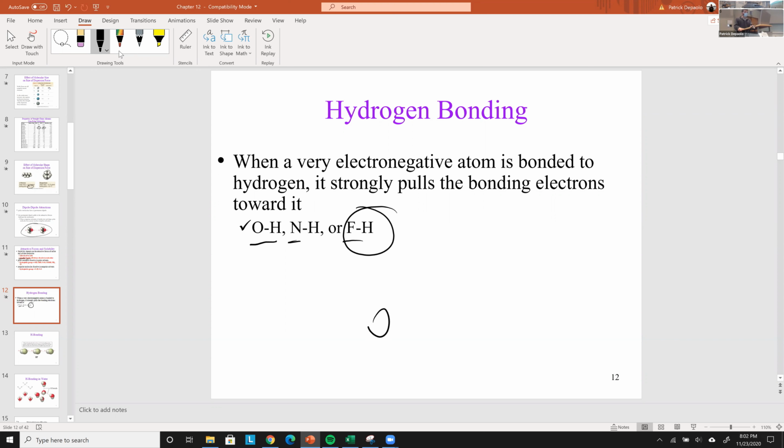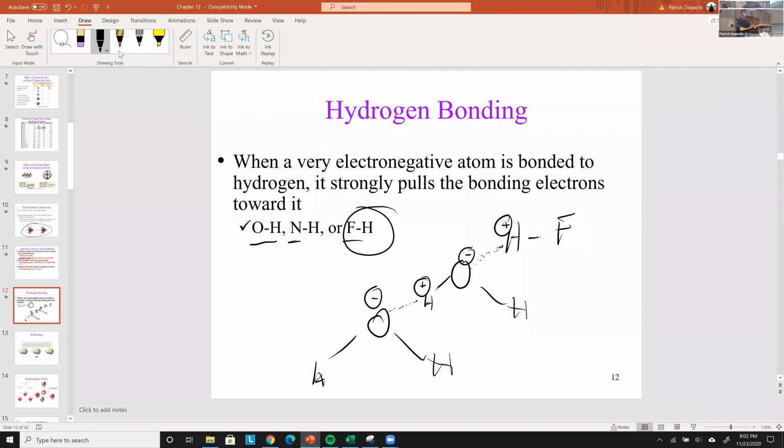For example, in water, you'd have a hydrogen bond between the hydrogen of one molecule and the oxygen of the other. Because the oxygen will be partially negative, the hydrogen will be partially positive. These will form a dipole. Also, let's say you had some hydrofluoric acid in here. Same thing will happen. The hydrogen from one will form a hydrogen bond with the oxygen from the other.